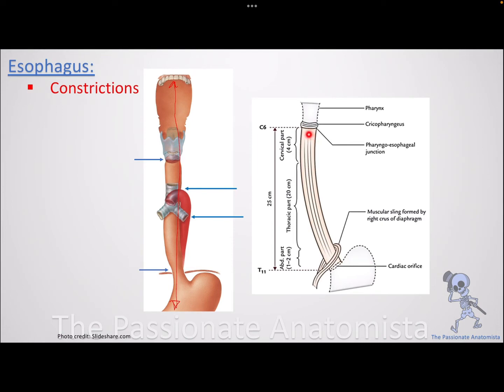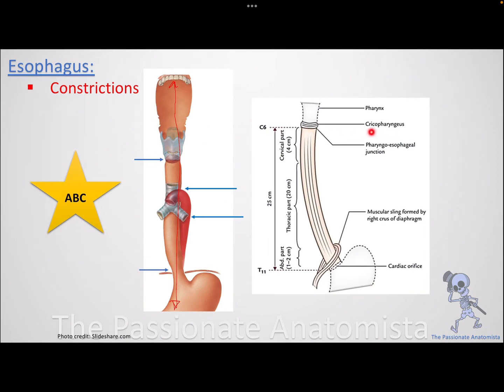One will start at the pharyngoesophageal junction, and that constriction is made by the cricopharyngeus muscle. Remember, that was the lower part of the inferior constrictor of the pharynx. And then the other sphincter would be at the gastroesophageal junction. So here we have normal constrictions. However, throughout your way down in the esophagus, you have other constrictions, and these are at these two levels. But what are these constrictions?